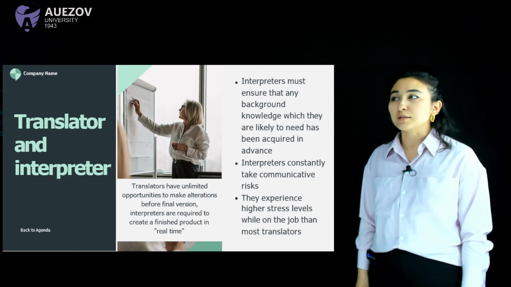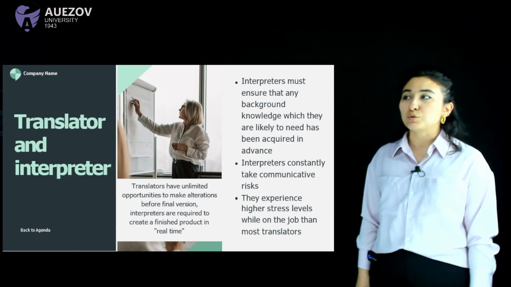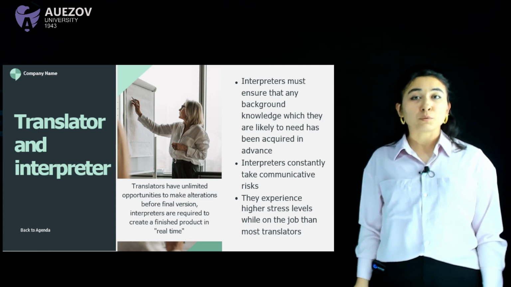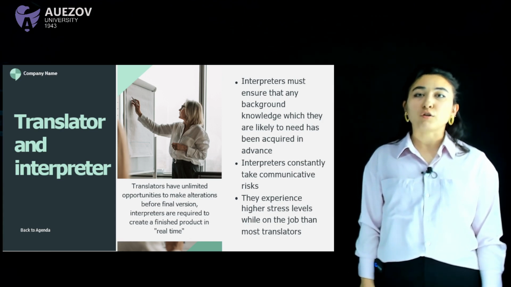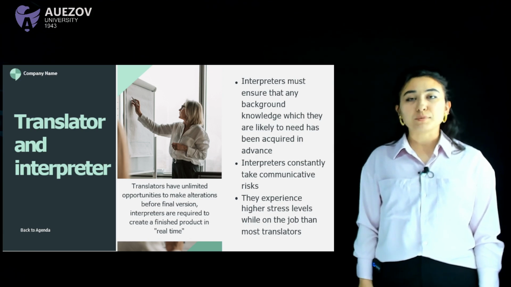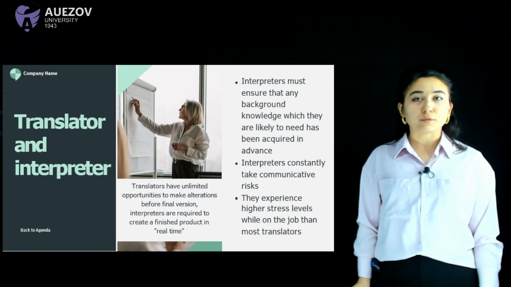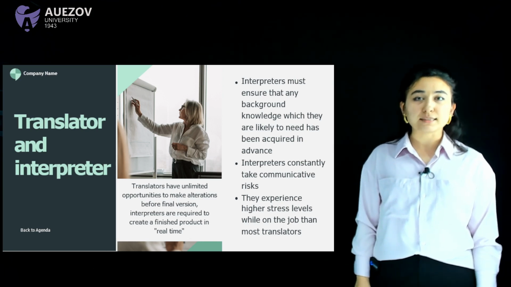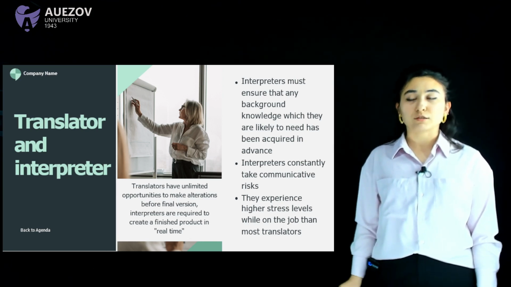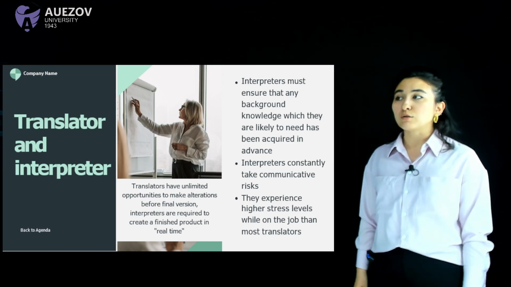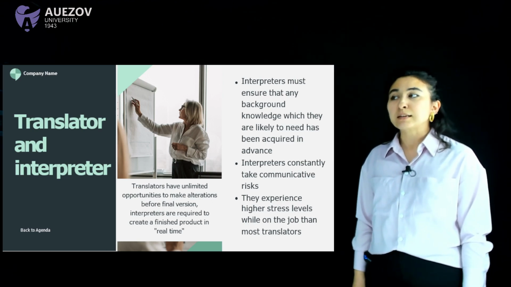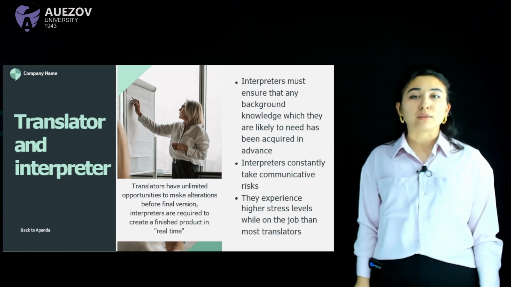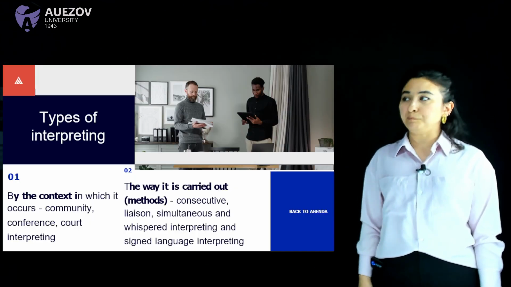Next, interpreters must ensure that any background knowledge which they are likely to need has been acquired in advance. Here we can give an example of conference interpreting where the interpreter has to get all the documents and terminology, the topic of the conference in advance, and he must prepare for this topic. Next, interpreters constantly take communicative risks. They experience higher stress levels while on the job than most translators.